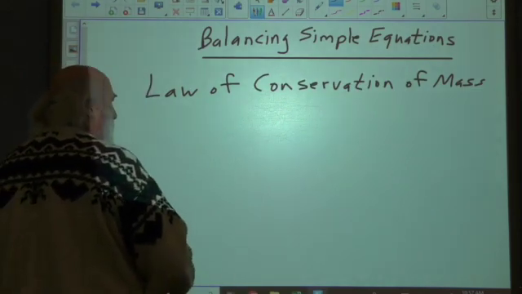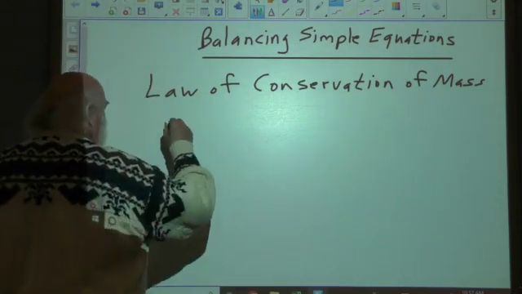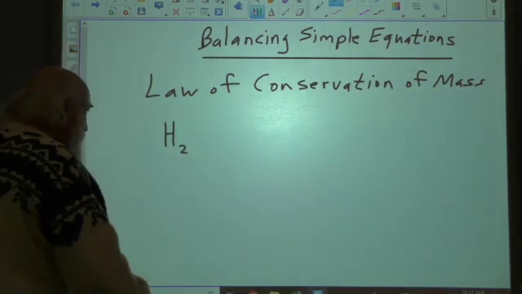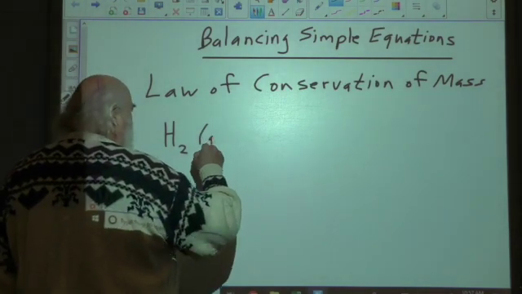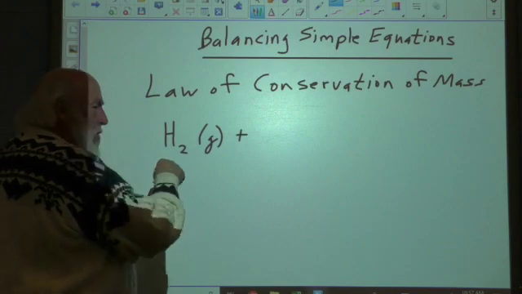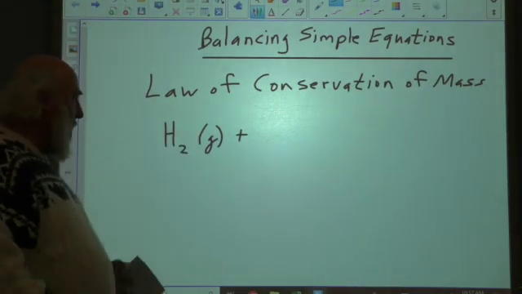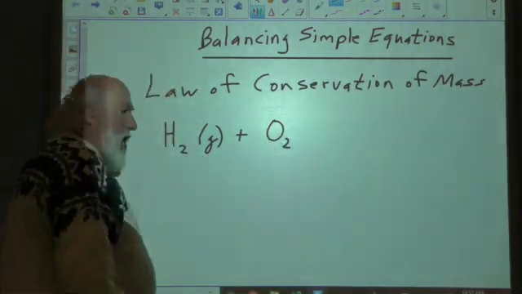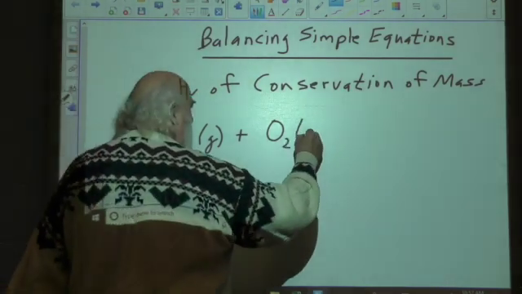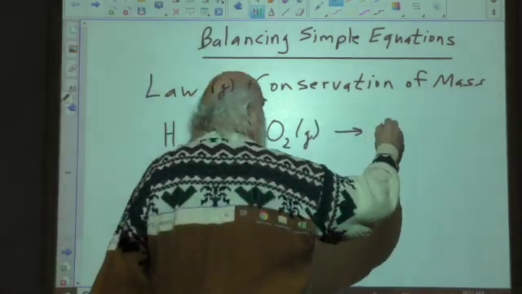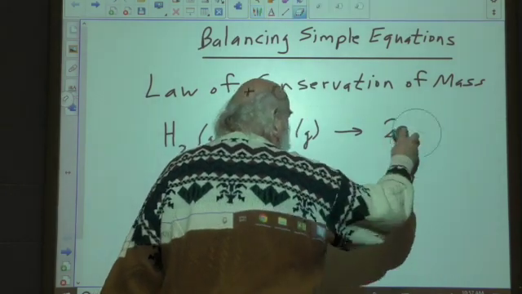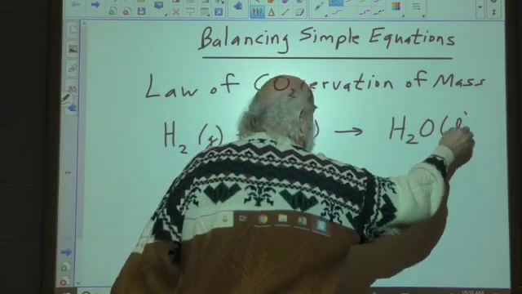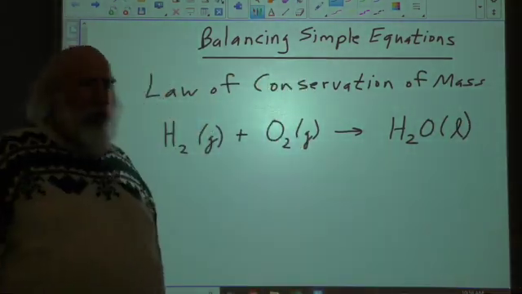So let's take a look at what we call the synthesis of water. Water is made from hydrogen gas, and hydrogen gas is written H2. It's found diatomic. That's what that means. And it's a gas, and this is called a phase, so we put G in parentheses for gas phase. Plus oxygen is also a diatomic gas, so O2(g), and it's going to create water. Water at room temperature, as we know it, is a liquid, so we use L.